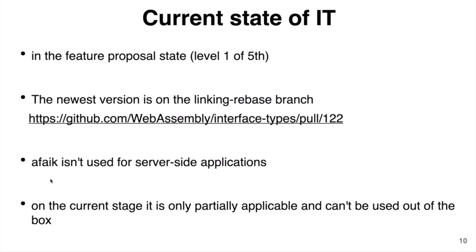But actually, if you look at the repository, this one, interface types in WebAssembly, you can see that there are no updates for maybe the last half a year, maybe more. But there is a huge pull request for this one, you can find it by this link. This will rewrite interface types a lot. It provides many new things. But now it isn't in master, it's just a pull request. So I will talk more about the master state, because this pull request was made about 2 weeks ago, 3 weeks ago, just like that.